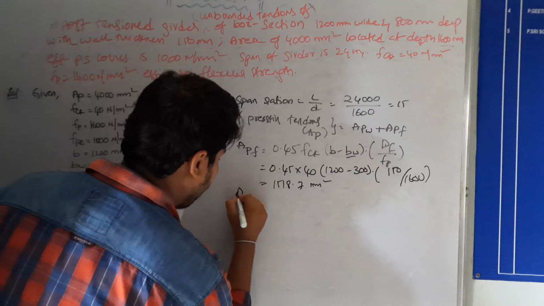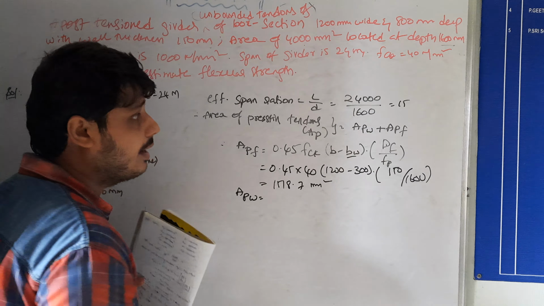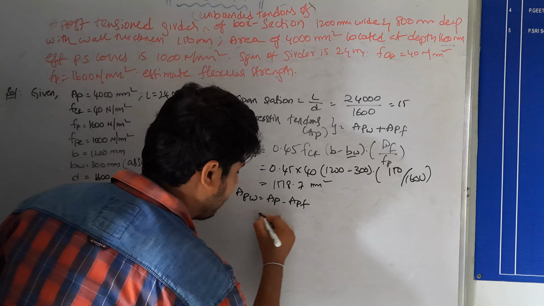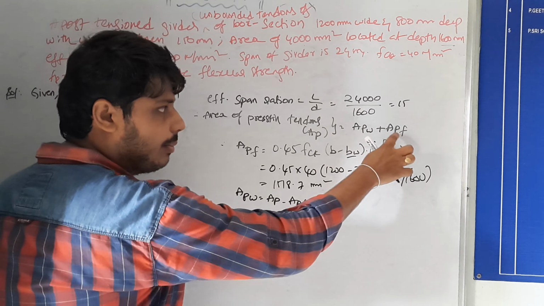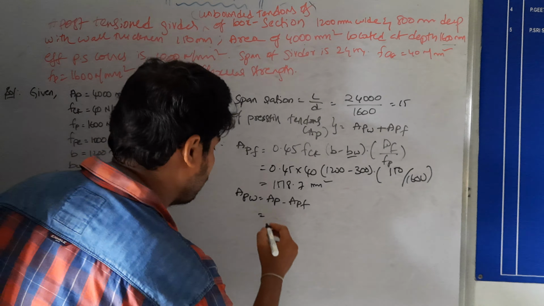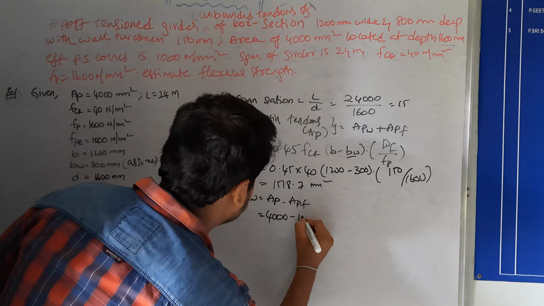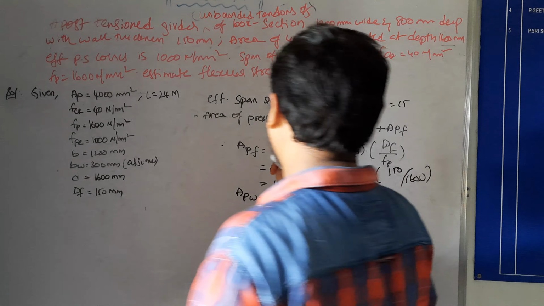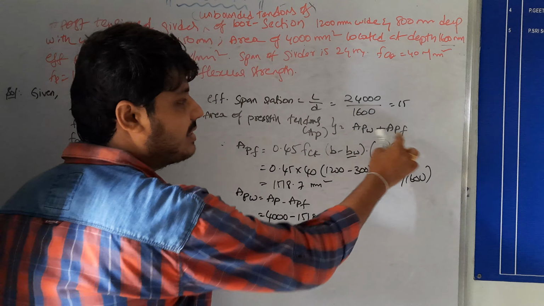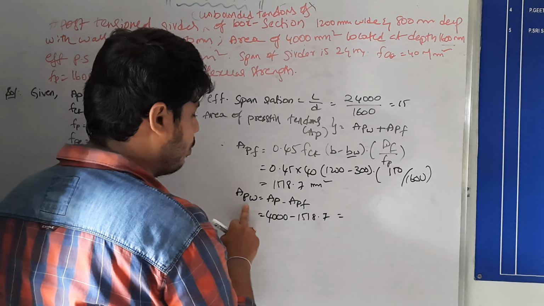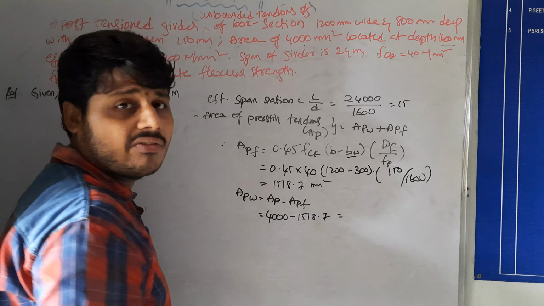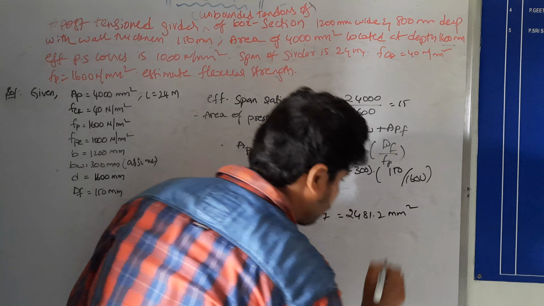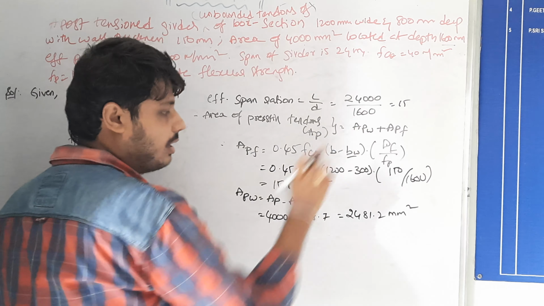So APW is equal to AP minus APF. APW is equal to AP, already we know 4000, minus APF 1518.7. Area AP is equal to APW plus APF, so APW we don't know; APW is equal to AP minus APF, 4000 minus 1518.7. So we will get 2481.2 mm square. So we know the values of APF, AP and APW.